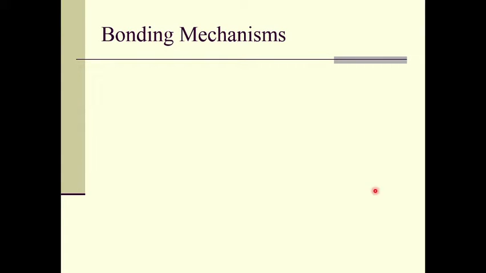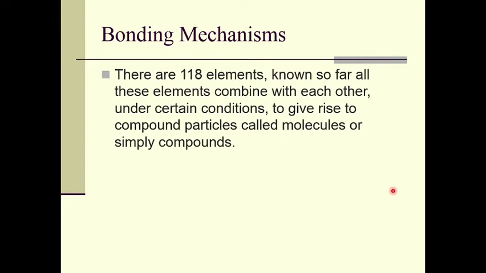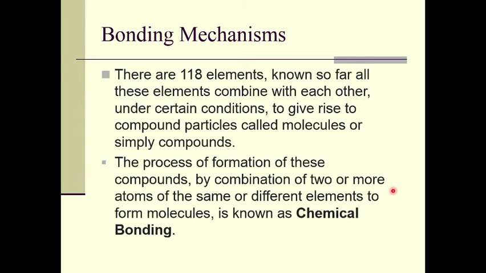So now let us study the bonding mechanism. We have already discussed there are 118 elements known so far. All these elements can combine with each other under certain conditions. Under those conditions they give rise to compounds, particles called molecules or simply compounds. So when two or more atoms come together and combine, they can form molecules or compounds, right?